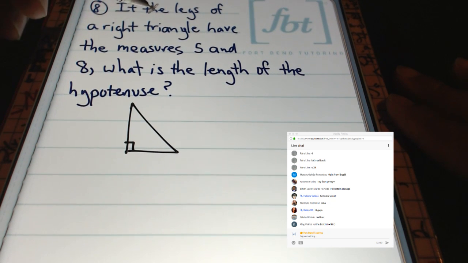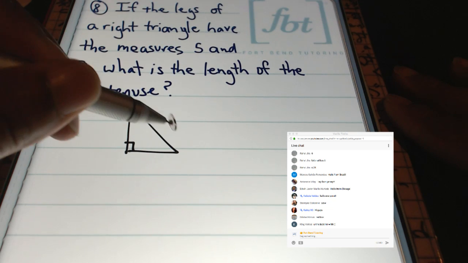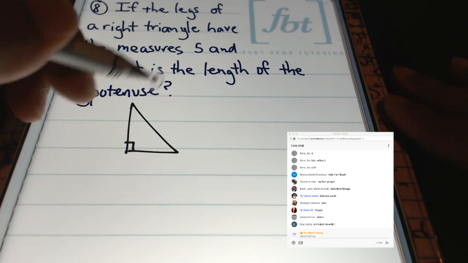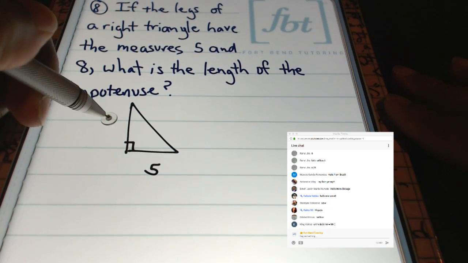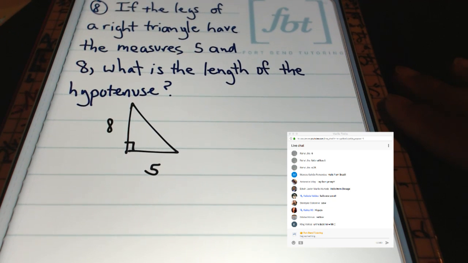So let's continue then. It says that the measures of this right triangle are 5 and 8. And remember, they're referring to the legs. So it can't be the hypotenuse, that longest side that's opposite the right angle. It has to be the other two side lengths that are 5 and 8. There we go. So I've labeled it accordingly. Now it says, what is the length of the hypotenuse?